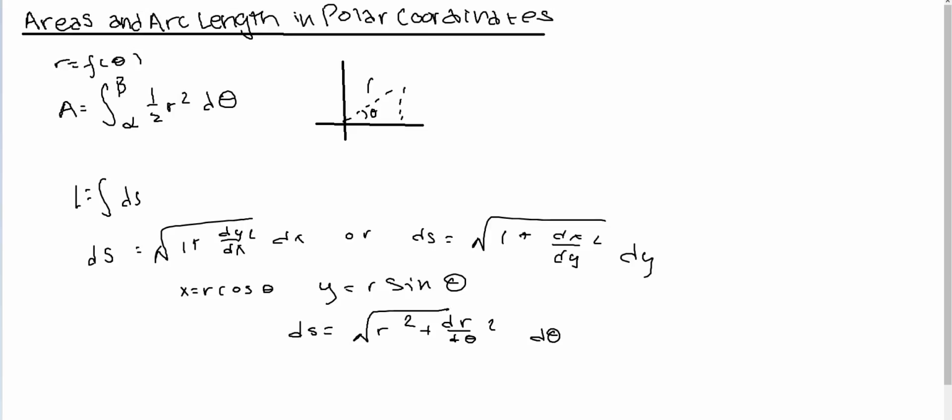Now this makes sense because when we want to account for a curve, we want to account for its radius, we want to account for the slope that it's approaching, and it is parallel to the equation of ds in layman's terms of rectangular coordinates.